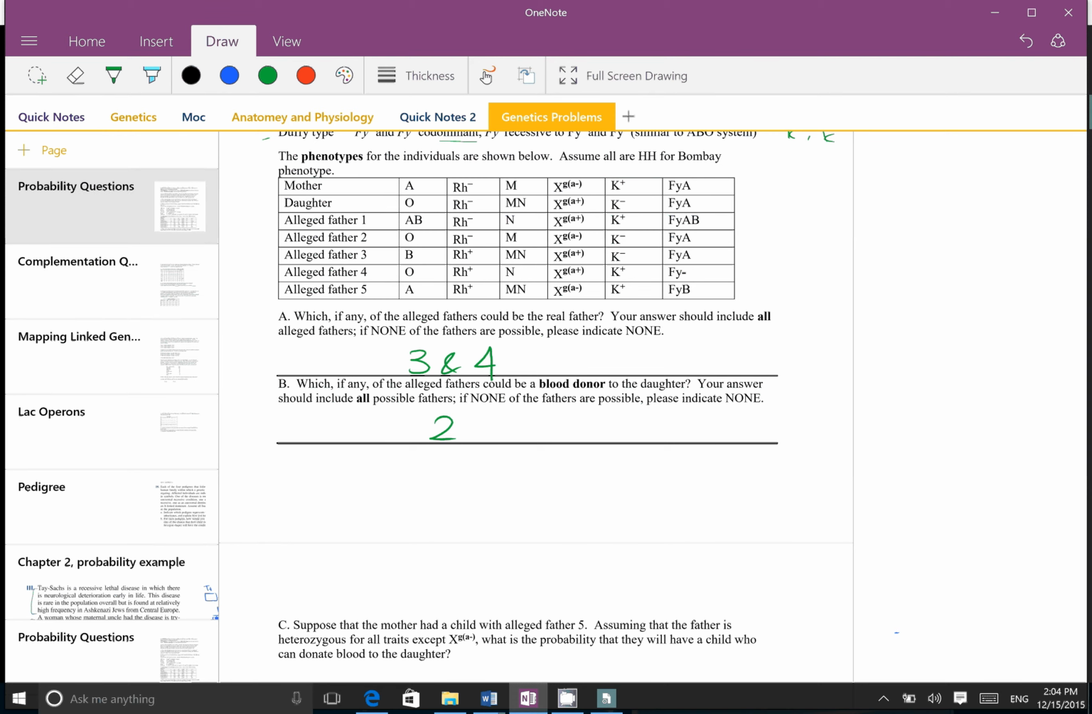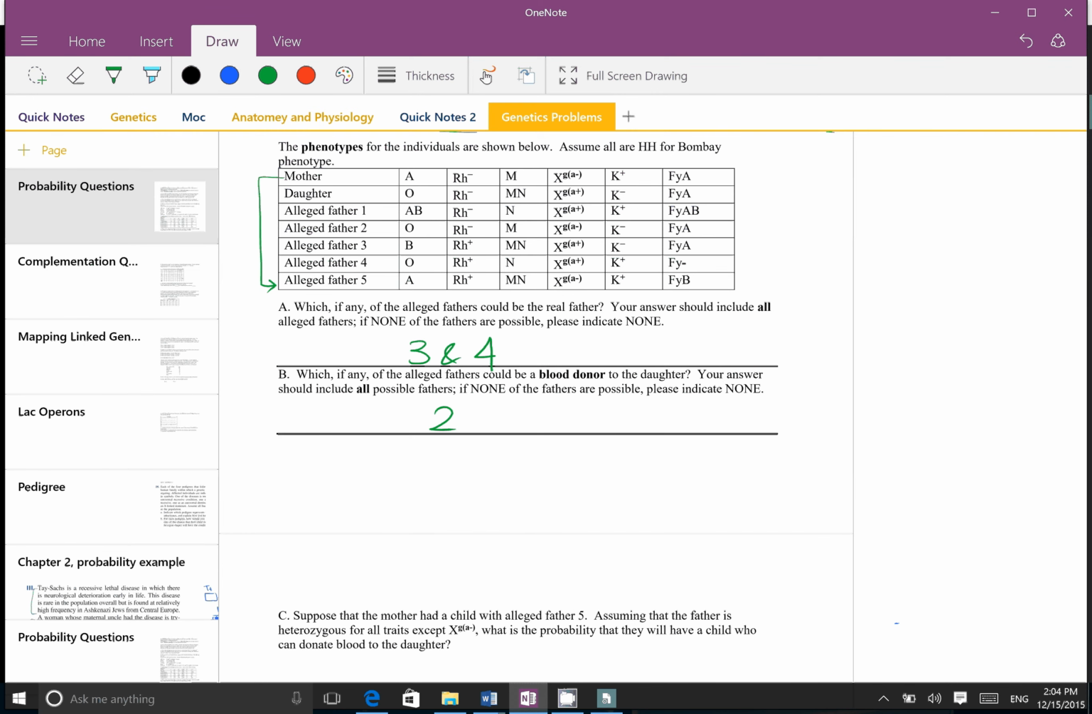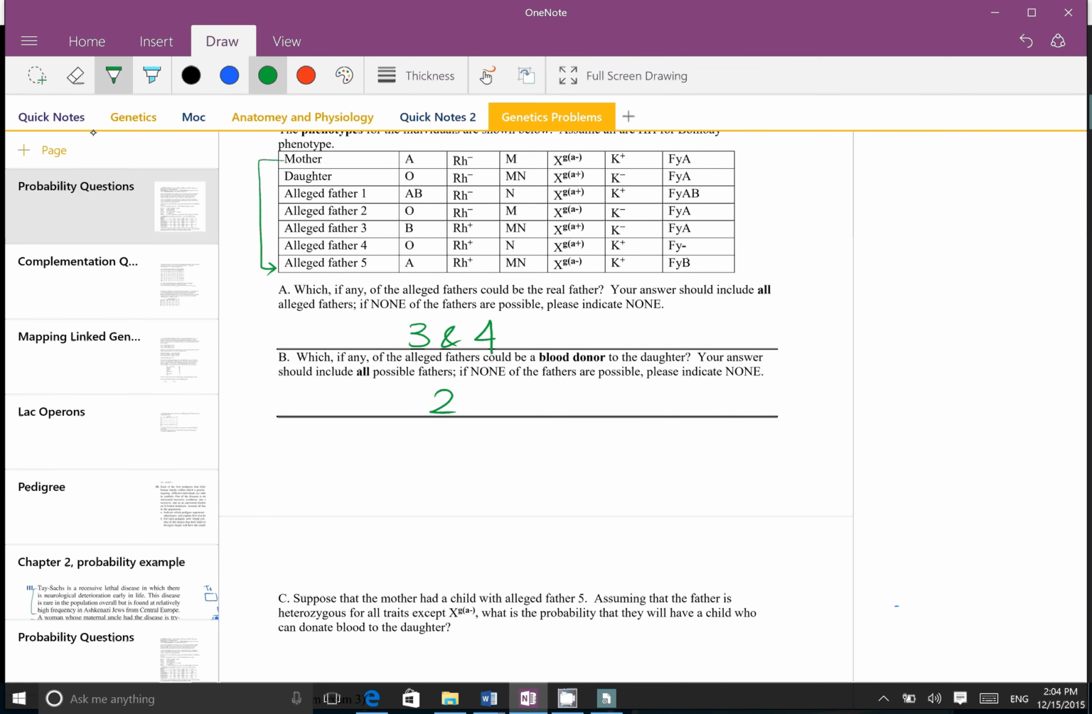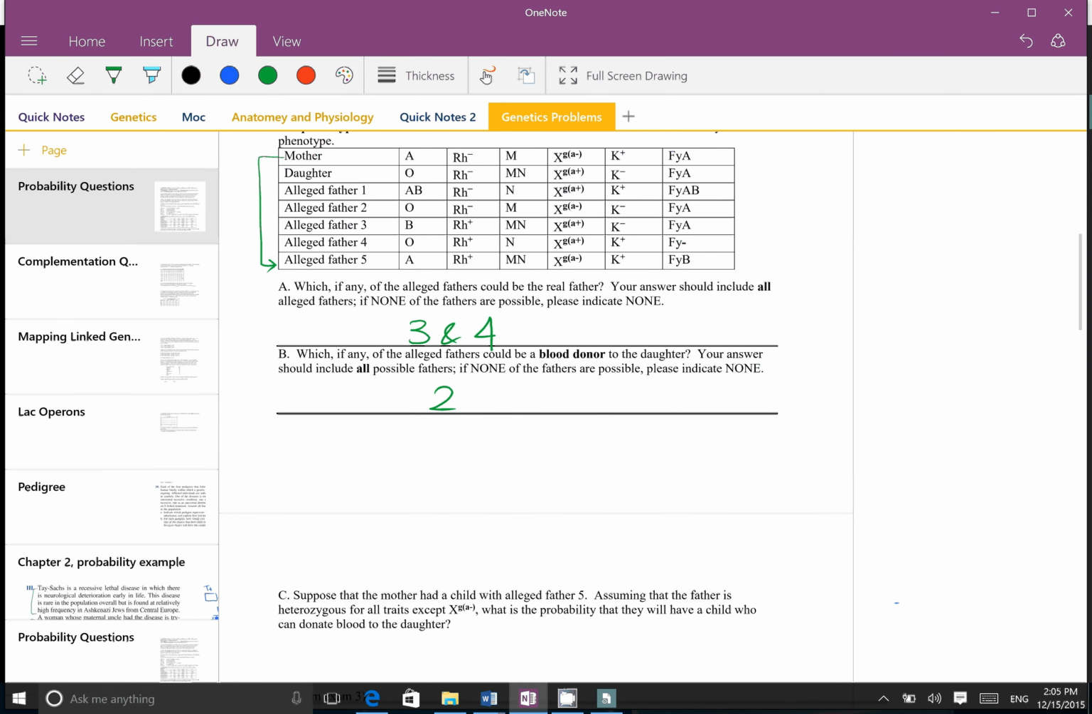Then they ask you here, let me erase all these. They ask you if the mother marries father number 5 and he is heterozygote for everything else, what's the possibility that he'll give birth to a son or daughter that can donate blood to the first daughter? Okay, so first of all, let's look at blood type. So the mother is definitely IAi, because the daughter has O blood type, so she definitely gave lowercase i to her daughter, which is the O blood type trait.